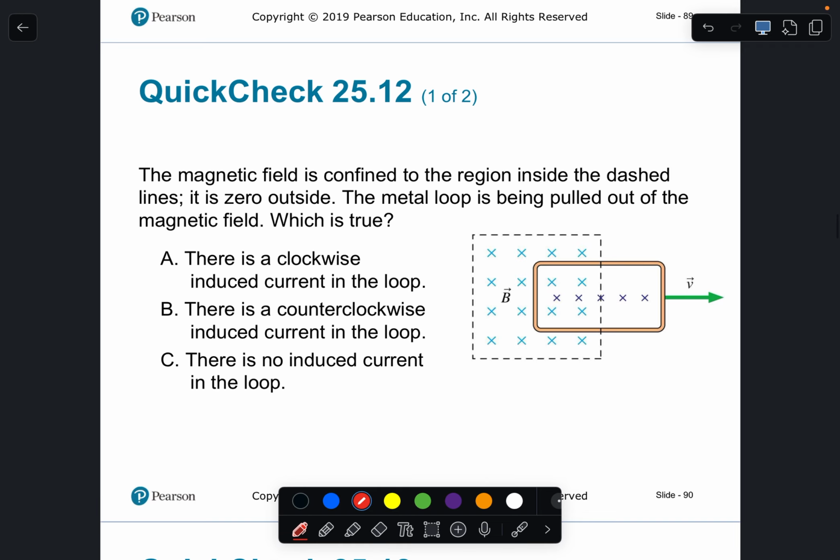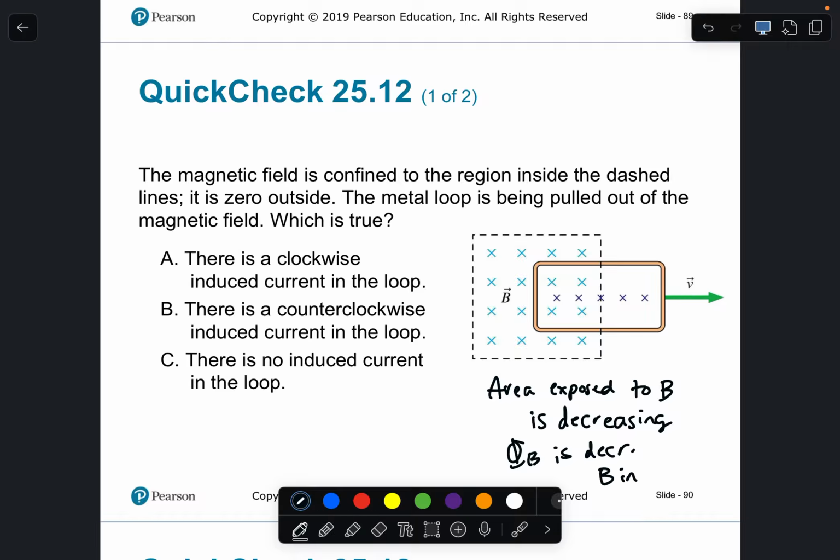Here's what we were talking about where it's moving out. It's moving completely out, right? No ambiguity here. So we're taking this loop. B is constant, flowing into the page, and we're yanking the loop out of the magnetic field. So the flux is decreasing, right? Because the area exposed to B is decreasing. Flux is decreasing. And so B induced will point in the same direction as B magnet, whatever this B is. And so in the page, we're going to have a clockwise current.